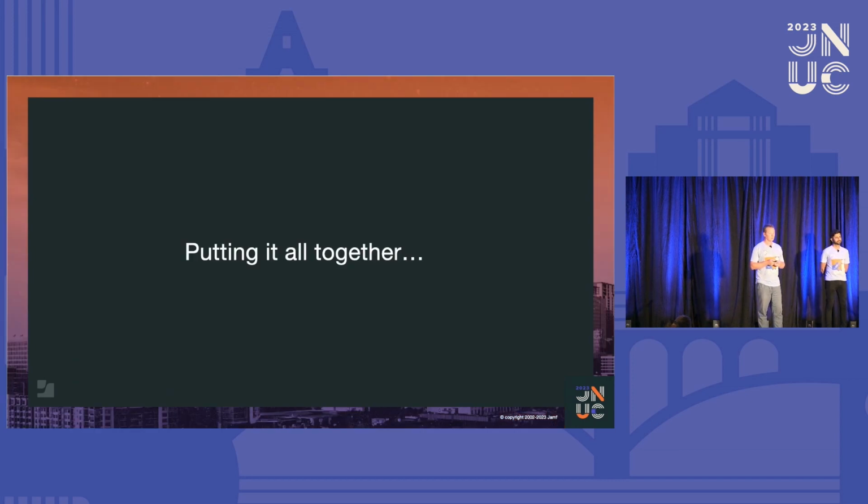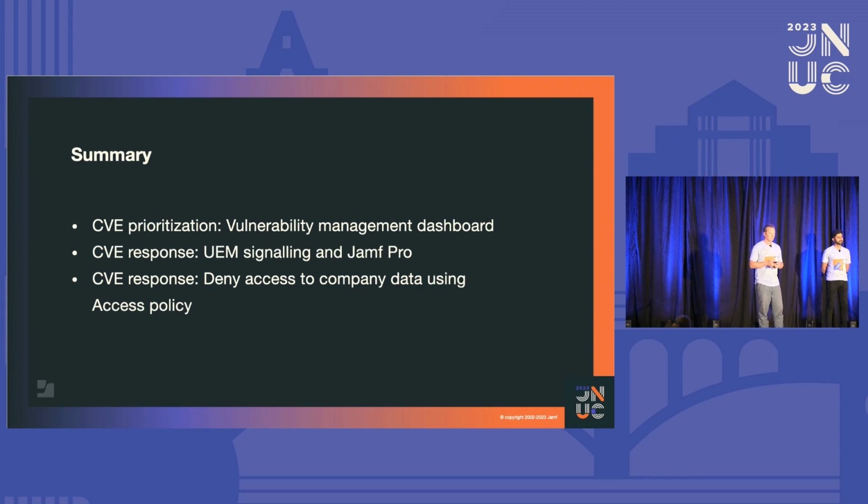Okay, so putting it all together, what we have learned. For CVE prioritization and visibility, we have Jamf Protect's vulnerability dashboard that helps us understand what CVEs have been detected on our devices and where the biggest risk is. We will then use the UEM signaling tool and Jamf Pro, which help us with remediation and the automation of those workflows. And as a last resort, we can use Zero Trust Network Access, which helps us protect our data and services.